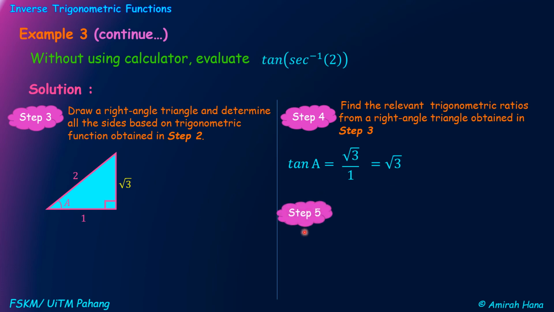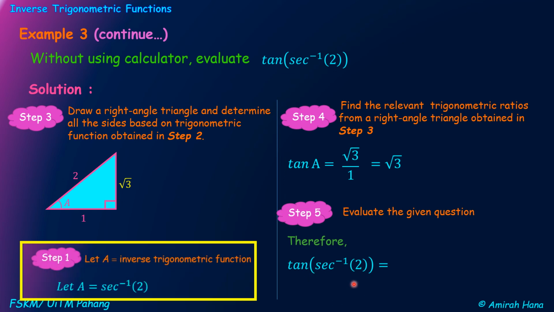Then we continue with step 5. Evaluate the given question. From here, the given question is tangent inverse sec 2. So tangent inverse sec 2 equals to, we refer to step 1 from the previous slide, our A equals to inverse sec 2. So we can write inverse sec 2 equals to A. Now we can read it as tangent A.